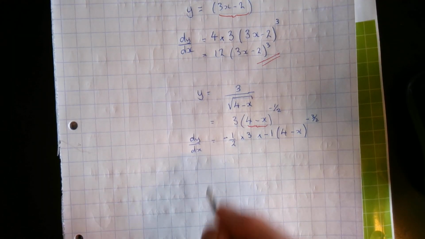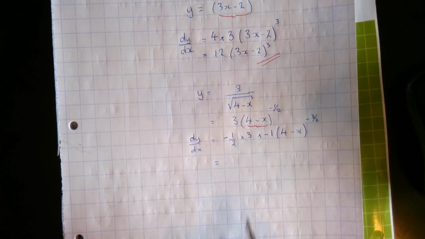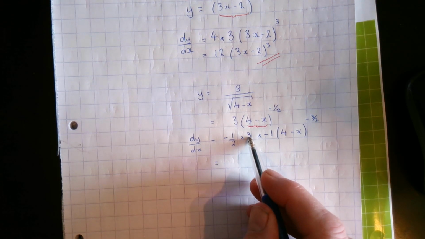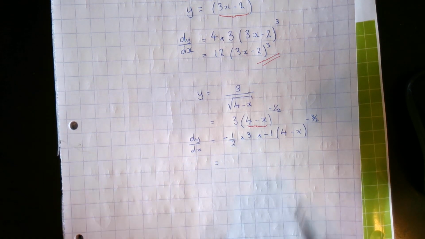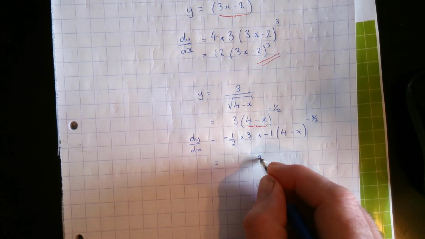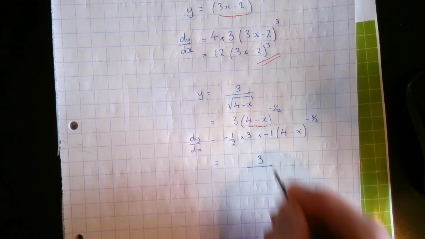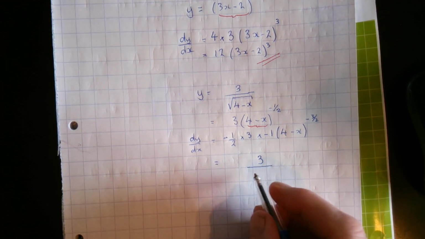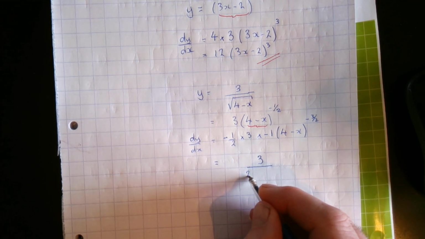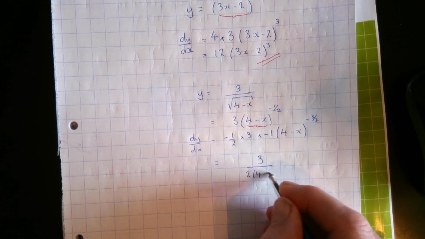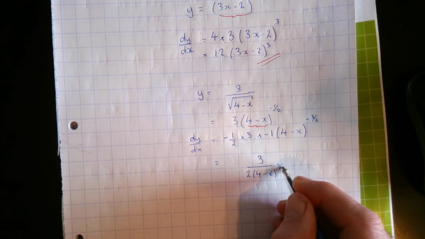Now we're going to simplify what we've got. In the numerator, we've got 3 times -1 times -1, so it's just 3. And in the denominator, we've got the 2, and we've got this 4 minus x to the 3 over 2.